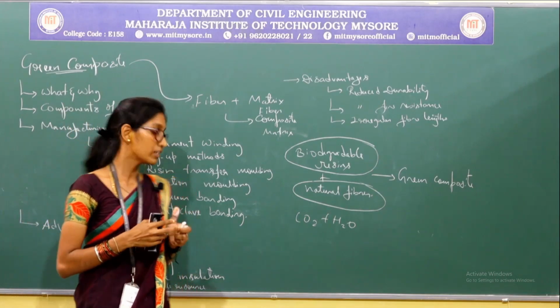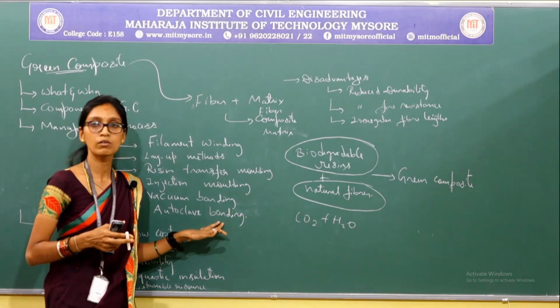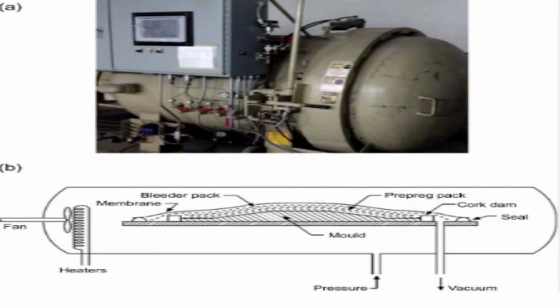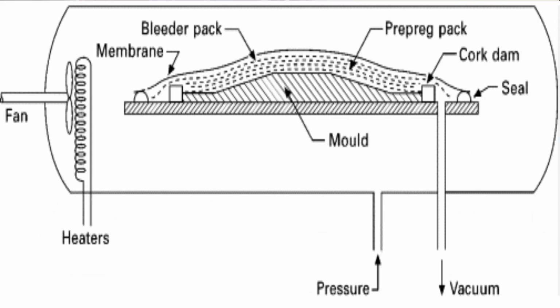Now let's see the next method, the autoclave bonding. It is a pressure vessel, just like the pressure cookers that we use, which controls the exact pressure, temperature and vacuum condition. So the technique is very similar to that of the vacuum bonding, except that the oven is replaced by the autoclave.